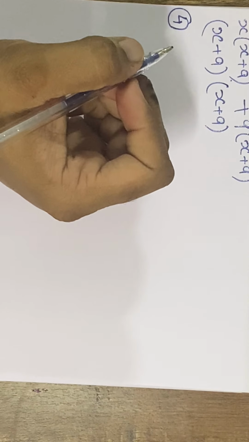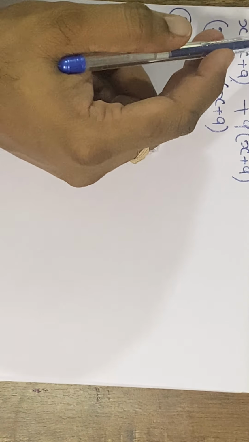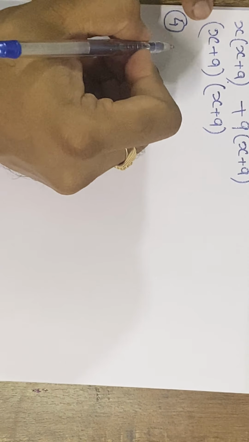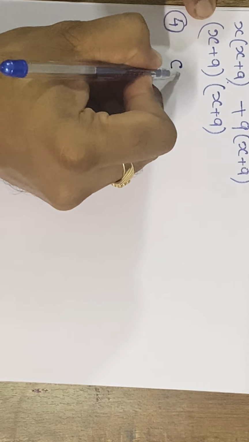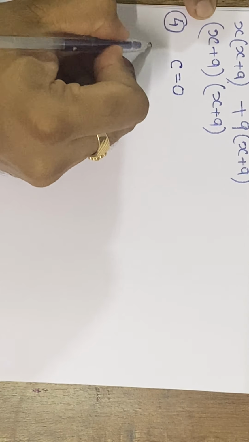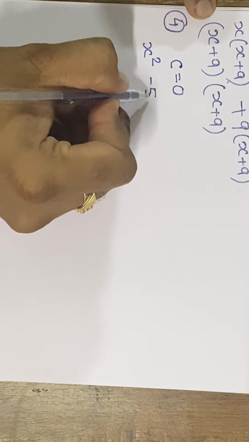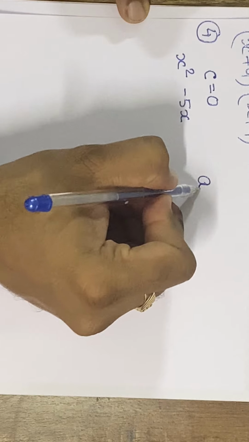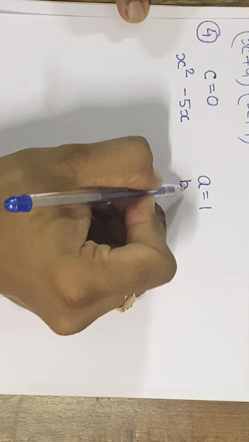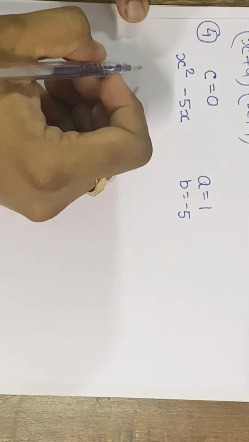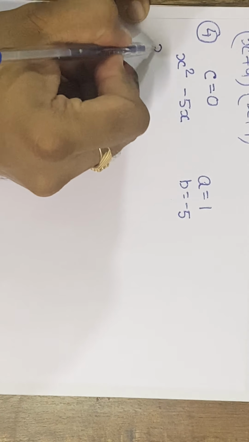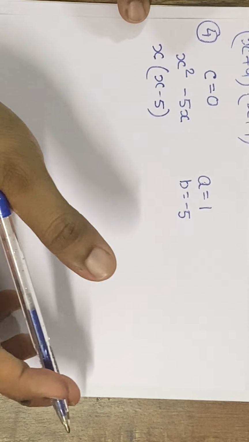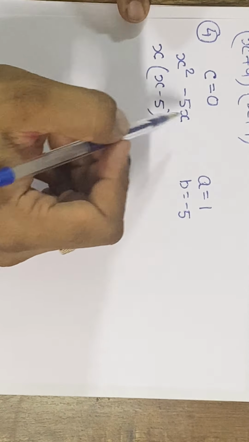See, right now we are trying to take all those examples where the value of a, b, c are all non-zero. Now I'll try to take an equation where I put the value of c as 0, like x square minus 5x, and I have to factorize this. Since c is 0, the value of a is clearly 1 and b is minus 5. Just see what is common here. X is common. So inside, x minus 5. It's factorized. So you don't have to do much when c is 0.